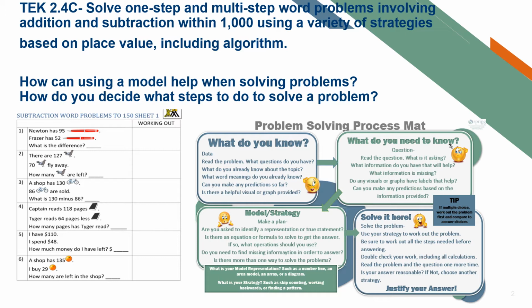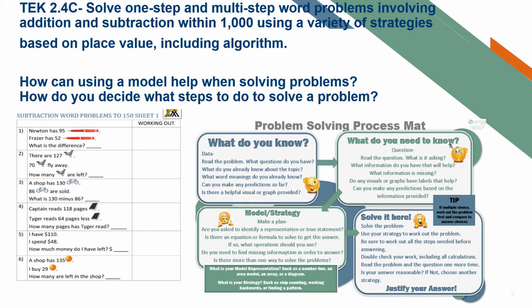The next box, model strategy, make a plan. Are you asked to identify a representation or true statement? Is there an equation or formula to solve to get the answer? If so, what operations should you use? Do you need to find missing information in order to answer? Is there more than one way to solve the problem? What is your model representation, such as a number line, an area model, an array, or a diagram? What is your strategy, such as skip counting, working backwards, or finding a pattern?